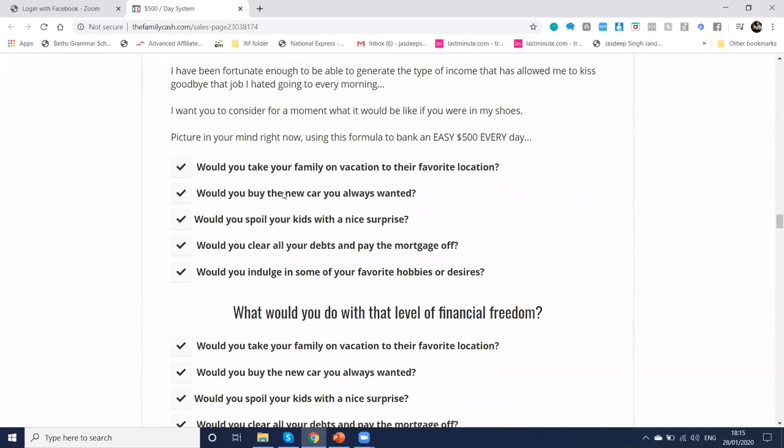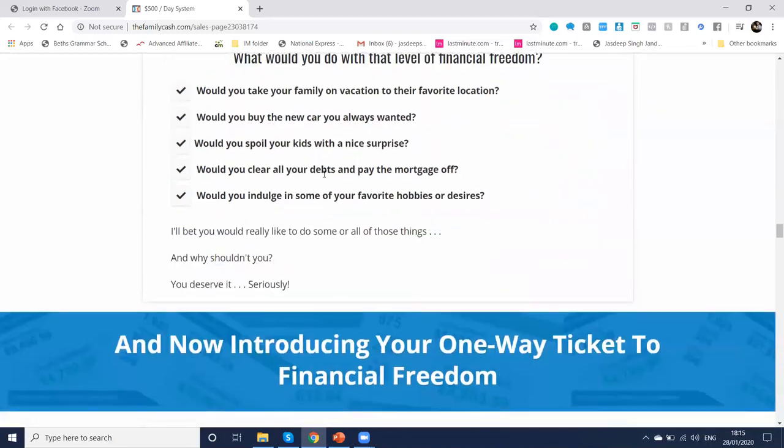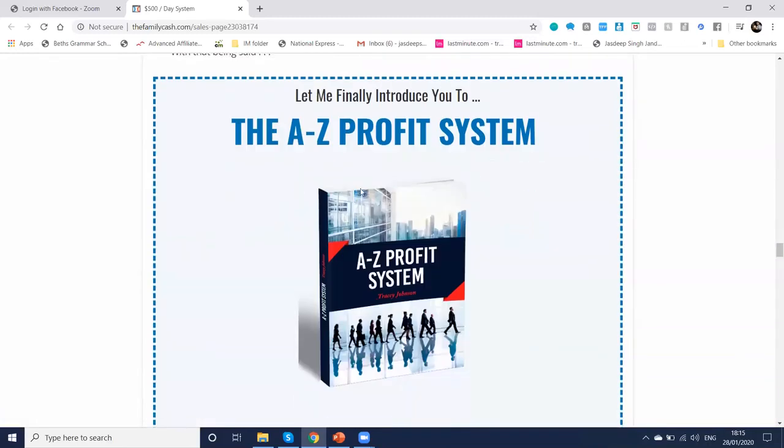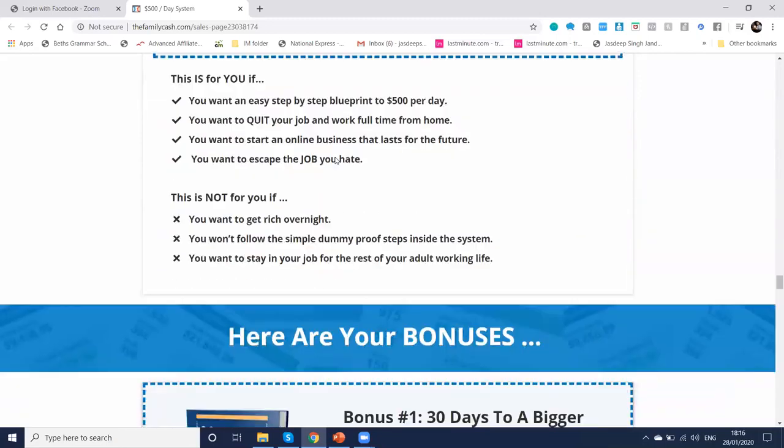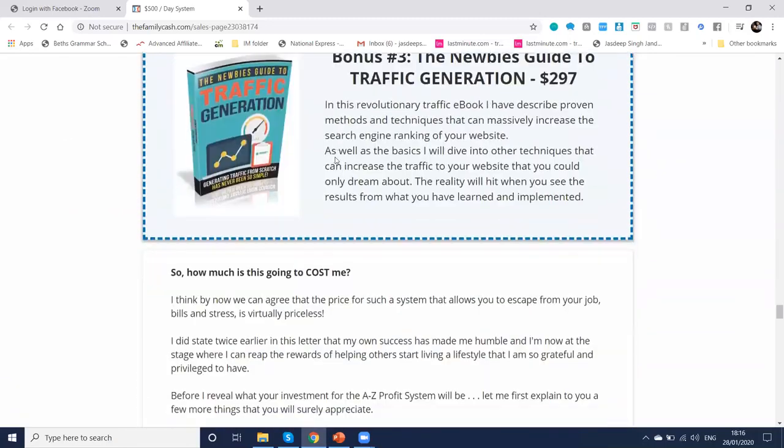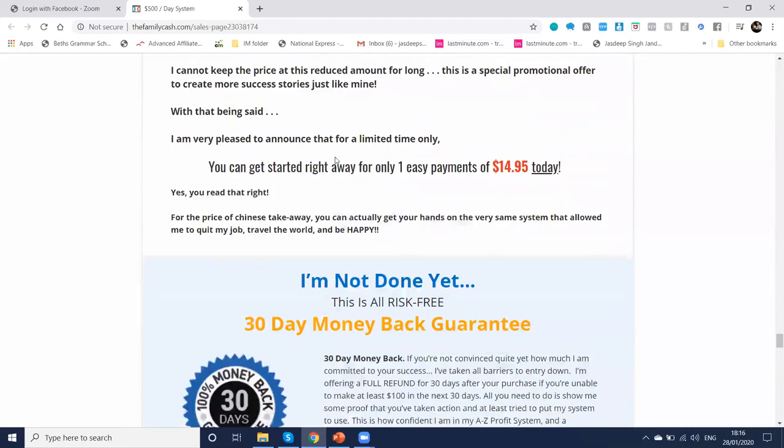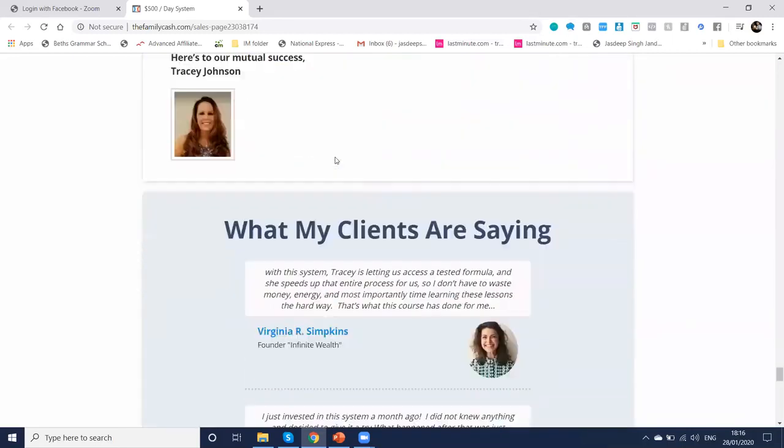Remember, we're asking more questions, then we're introducing our product. And again, just notice the flow of it, the bonuses. It's a very, very attractive looking page. I mean, no wonder it works so well.